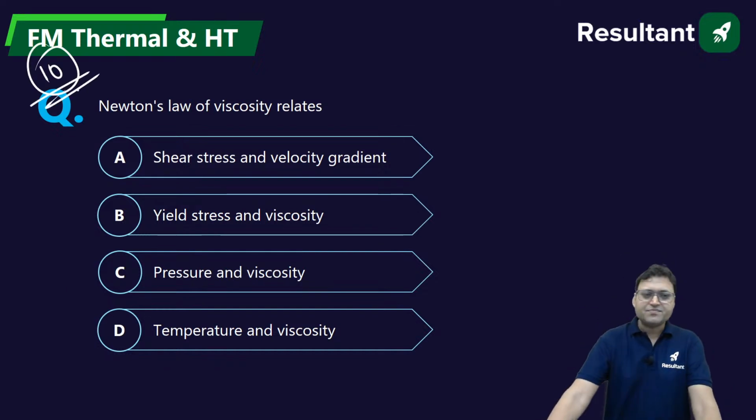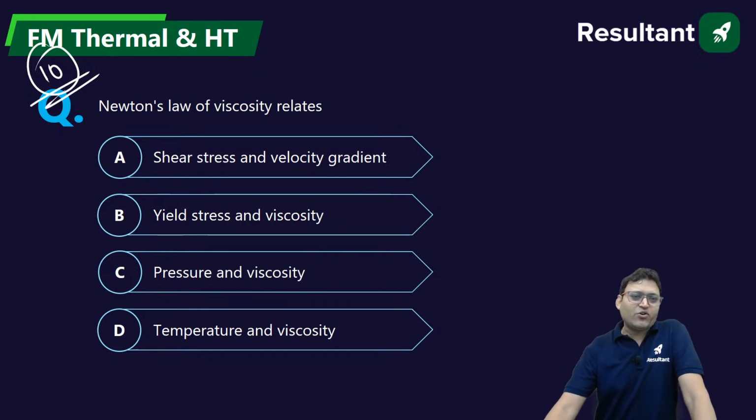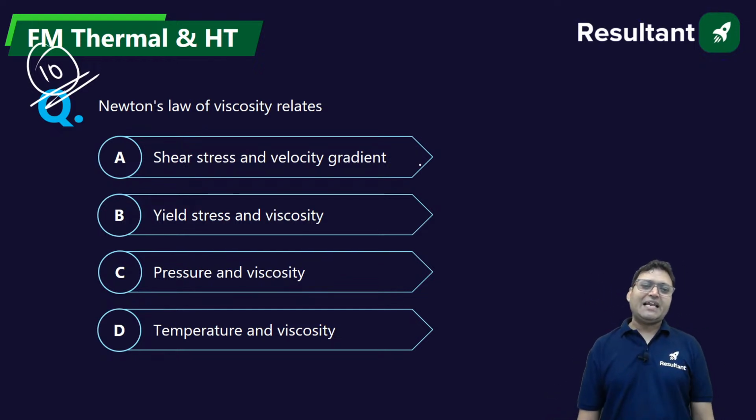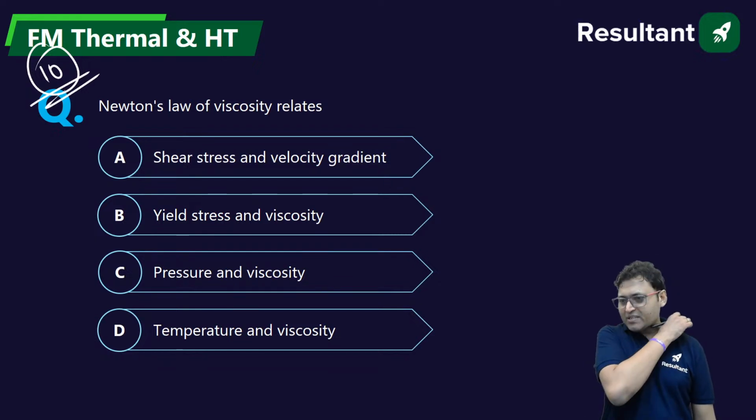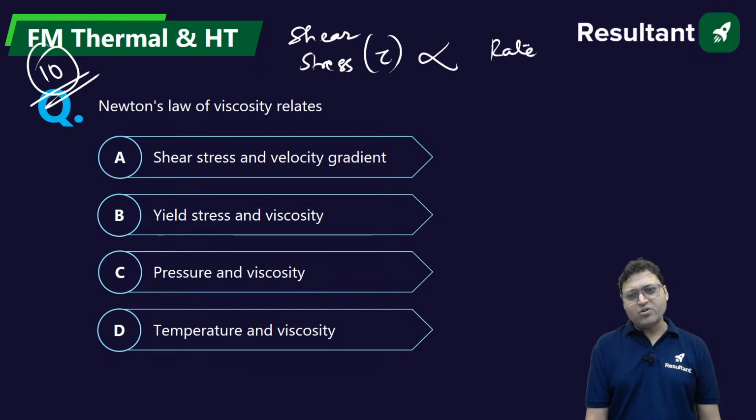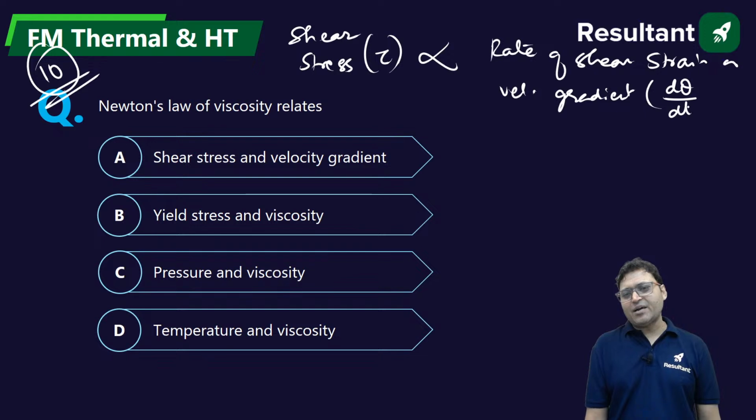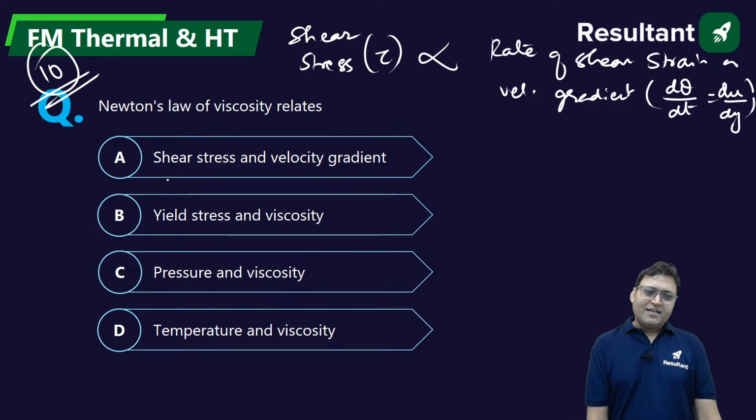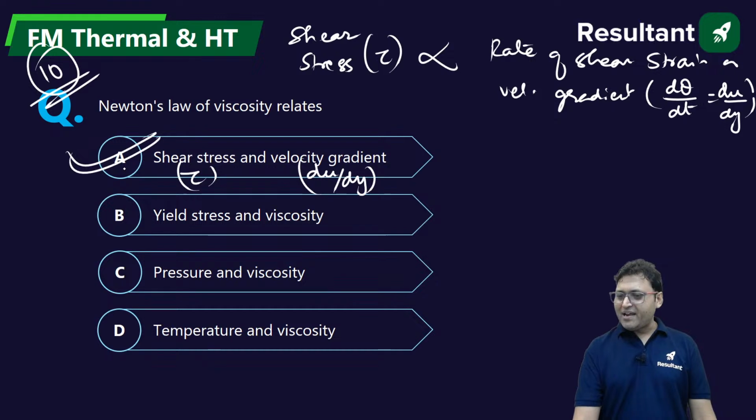from the fluid mechanics. Question number 10. Newton's law of viscosity. It is related to the viscosity. Newton's law of viscosity is related with what? What is the mathematical expression for Newton's law of viscosity? According to Newton's law of viscosity, shear stress, that is denoted by tau, is directly proportional to rate of shear strain, or we can also call it velocity gradient, because rate of shear strain, that is d theta by dt, is equal to du by dy. It relates shear stress and velocity gradient, du by dy. A will be the correct answer. Question number 10, A will be the right answer.